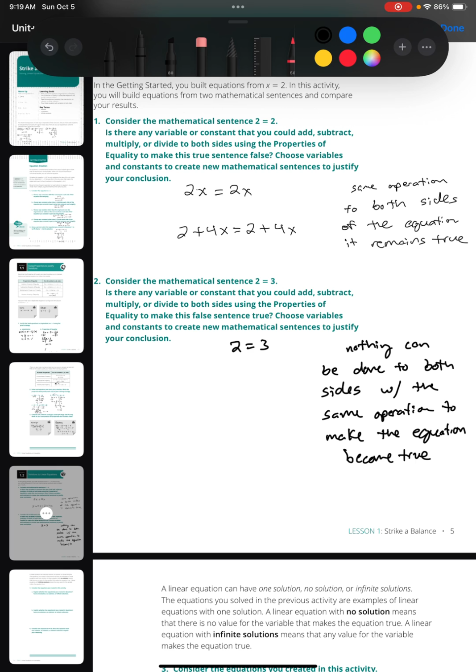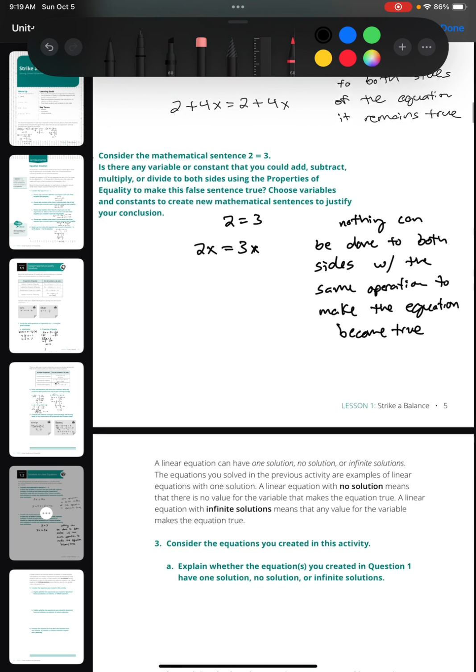So if I multiplied by x on both sides, 2x equals 3x. Again, that's not true. So we can't do an operation that can be done to both sides and it remain a true statement, an equal equation.